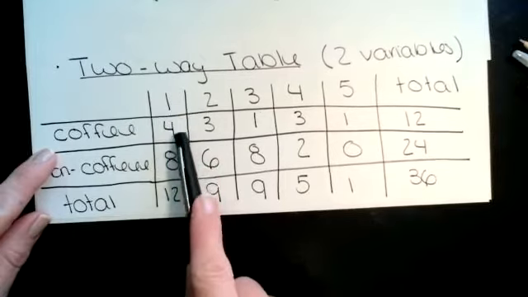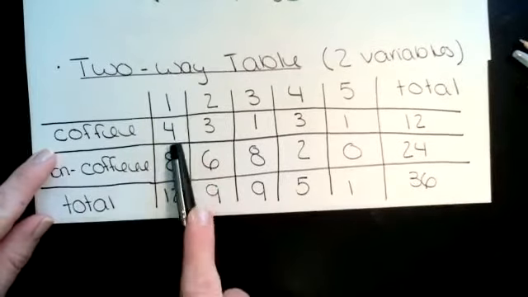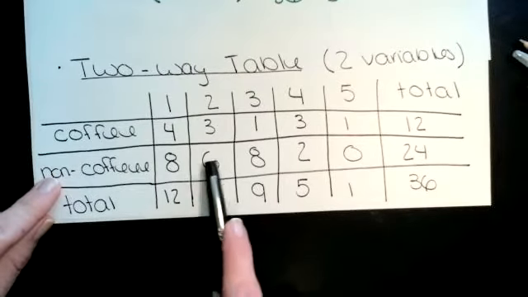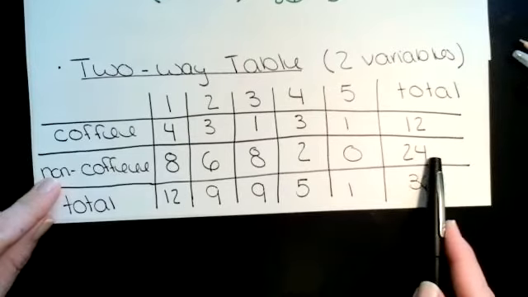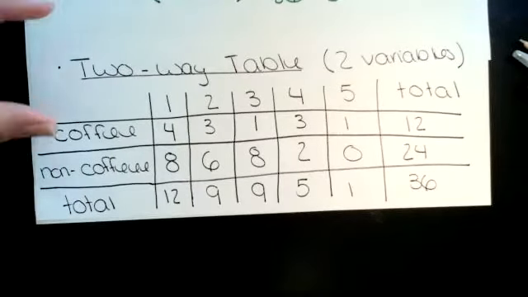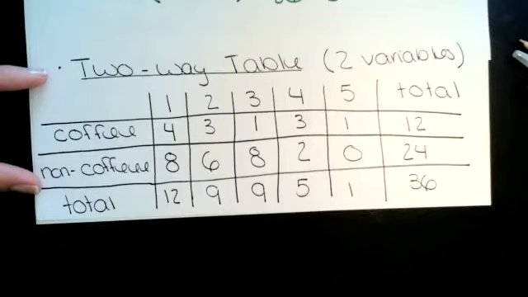It's in that square. Or maybe I could say I have a total of 12 first year students in the class, you see? Or I might say I have a total of 24 non-coffee drinkers out of the class. So I'm going to show you how to use this two-way table. We can use this two-way table to calculate probabilities, and it's really simple.